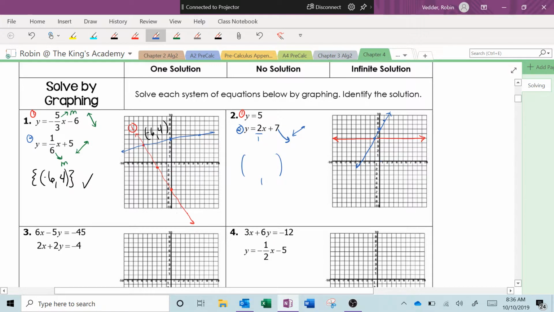Remember to go to that point, start at the origin, go left or right first. We have to go left 1, so it's a -1. Then we go up 1, 2, 3, 4, 5. So our solution to these two lines is -1 and 5.